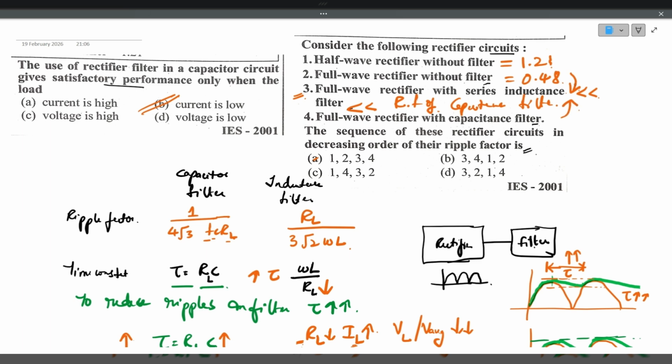Okay, now if you order them in decreasing order, first comes half wave rectifier, second comes full wave rectifier, third comes full wave rectifier with inductance filter, fourth comes full wave rectifier with capacitance filter. So the answer is option A.